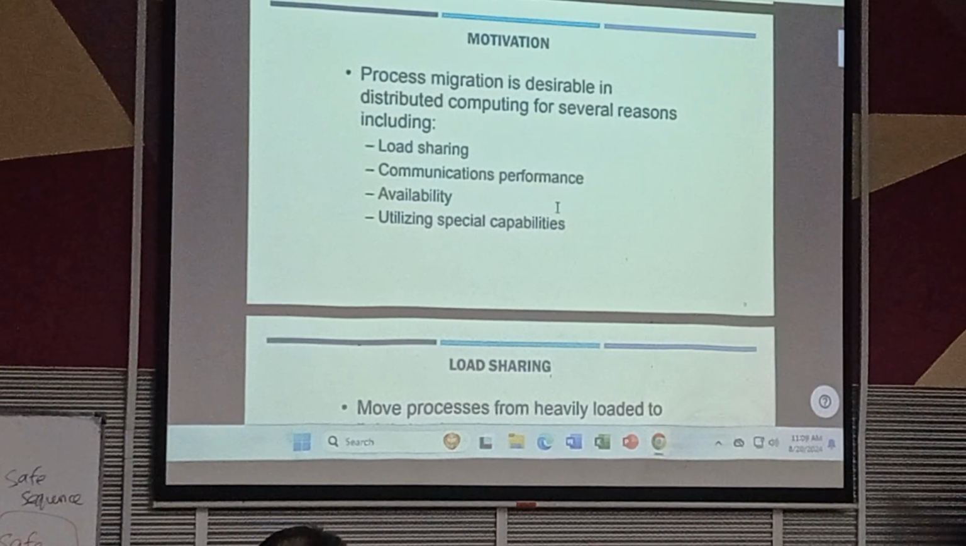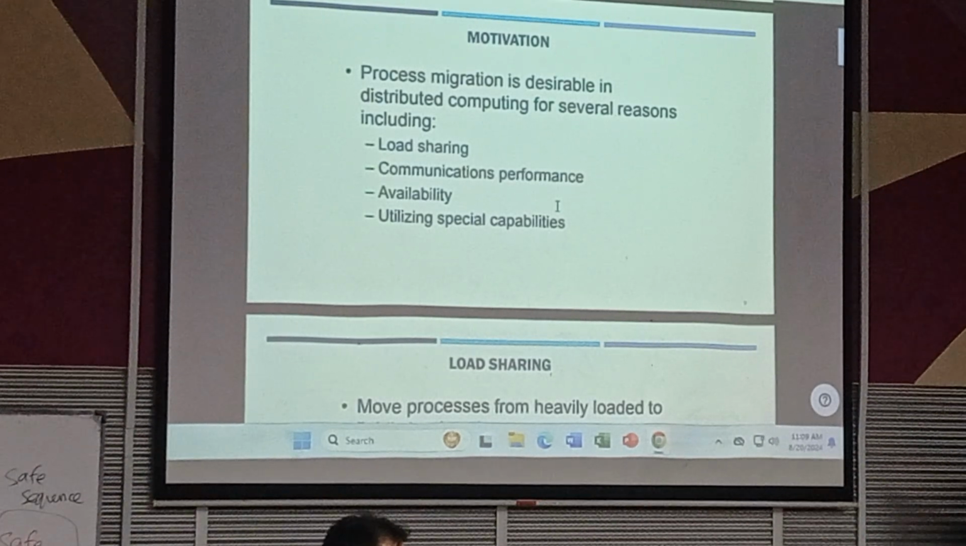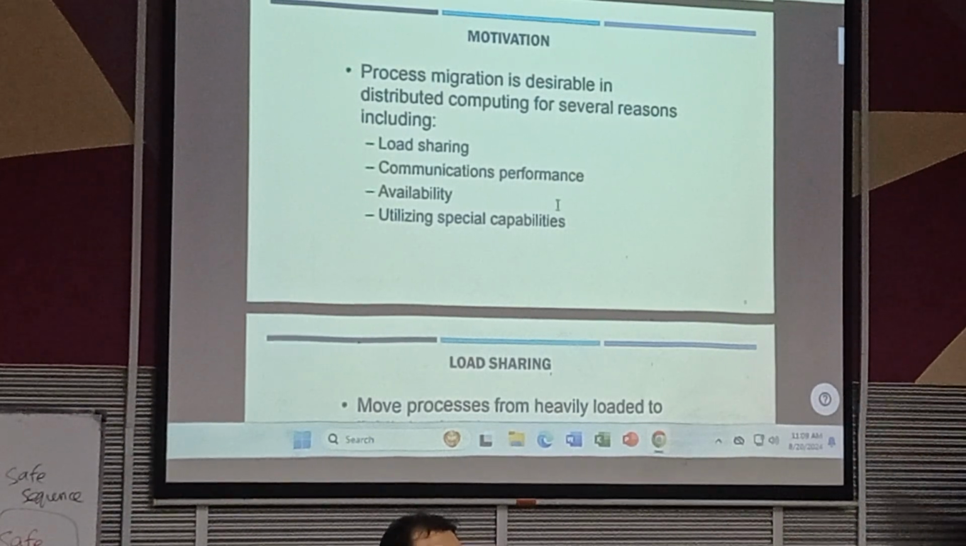So it depends on Google. Google actually does this process migration behind the scenes. So maybe 100 people are using one machine, but there are other machines that are idle, not doing anything. So isn't it good that we transfer or migrate some of the processes to another machine? Yes, it is, right? So that's load sharing. Okay, we share the load. I have a lot of load here. You are idle, so I give to you, right?